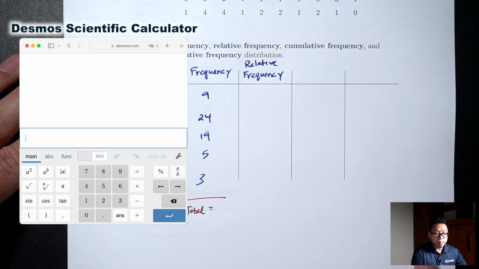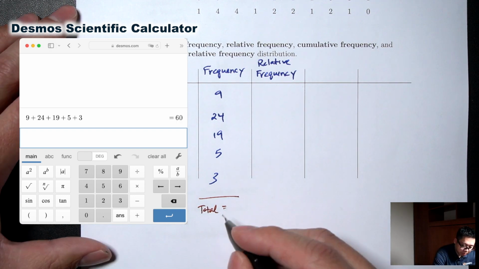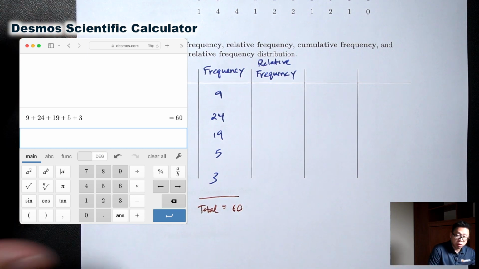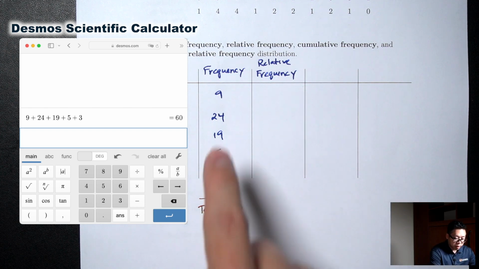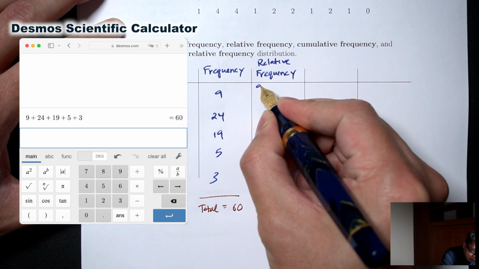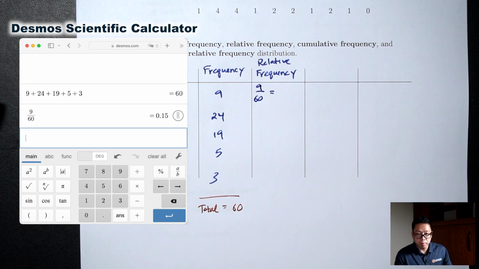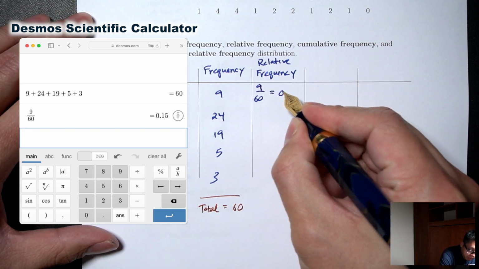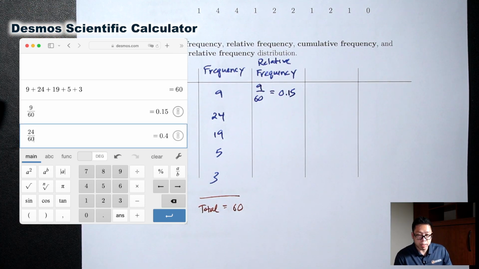So add up the frequencies. 9 plus 24 plus 19 plus 5 plus 3. 60. So there's 60 households in my sample here. To find the relative frequencies, you're going to take each frequency and divide it by the total. So the first one, 9 over 60. 0.15. Next up, 24 divided by 60.